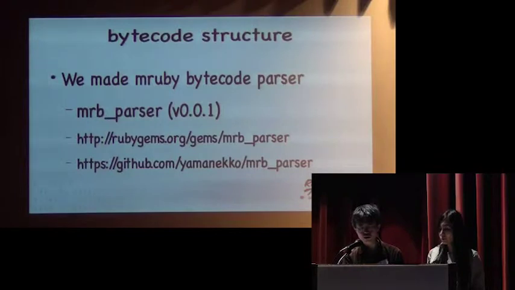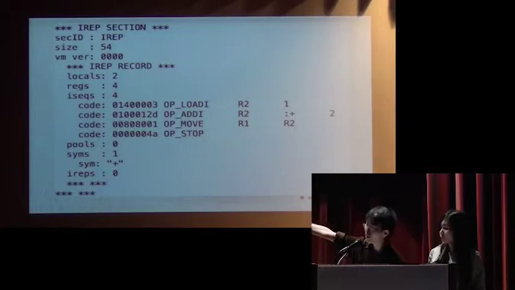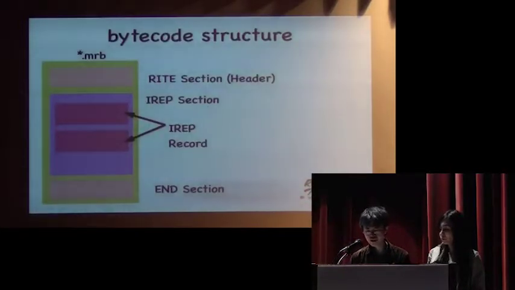To read the bytecode file, we made a C Ruby gem, mruby parser. This is the output of mruby parser. This is IREP, a record in the IREP section. This is an outline of the bytecode structure.